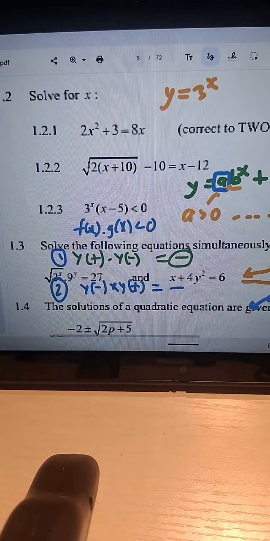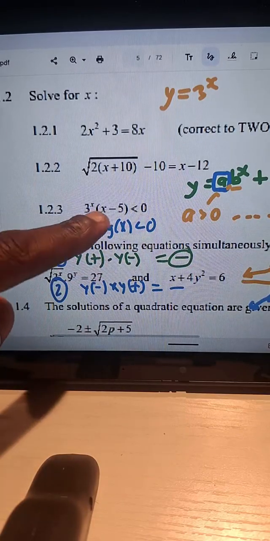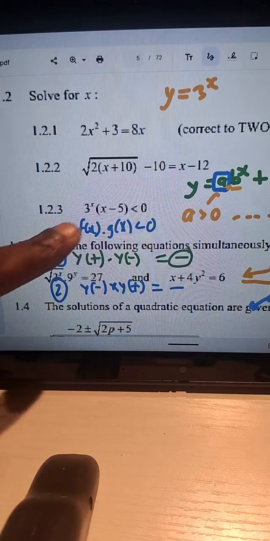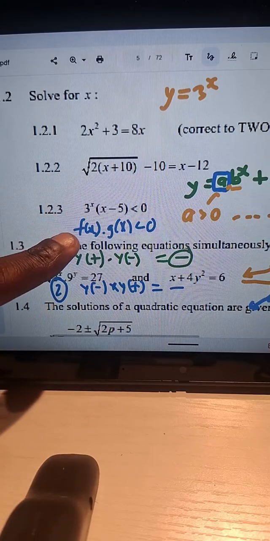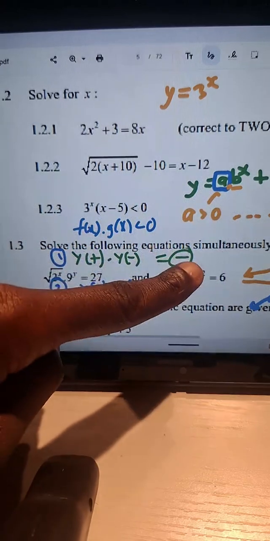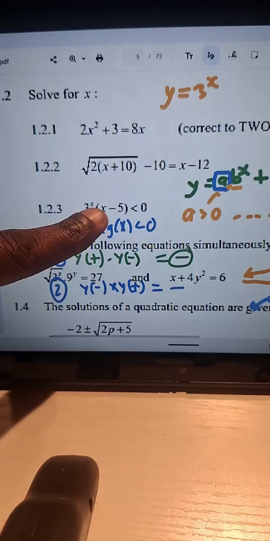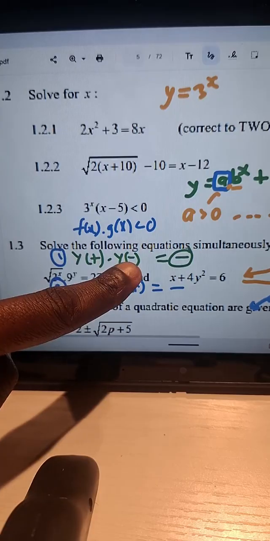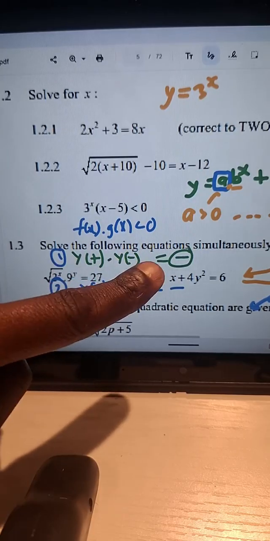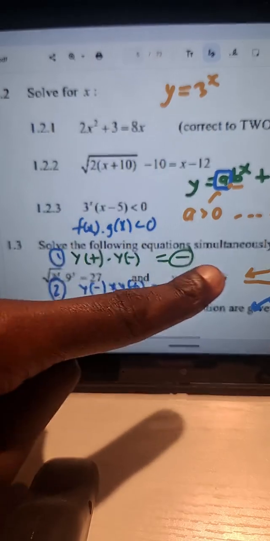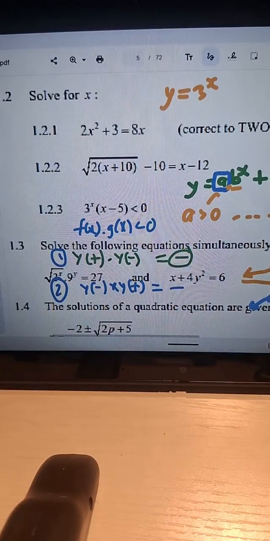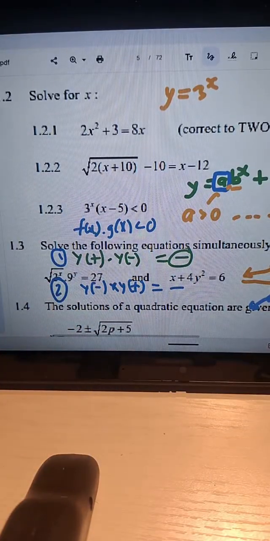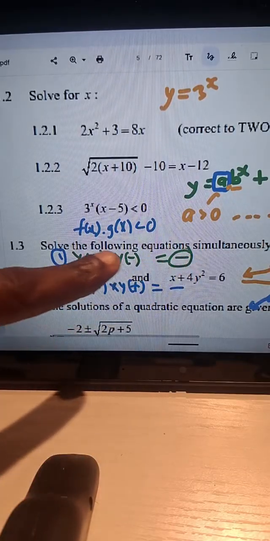What does less than 0 mean? It means negative. What product of two functions gives you something that is negative? It's when the y of f of x, which is 3 to the power x, is positive, whilst at the same time the y of g of x is negative. The product of a positive and a negative should give me a negative outcome. So that means this situation satisfies this inequality. So I want the x values that show this condition.